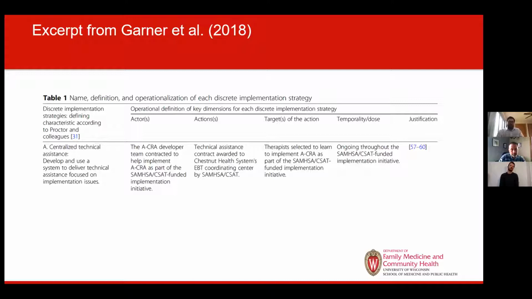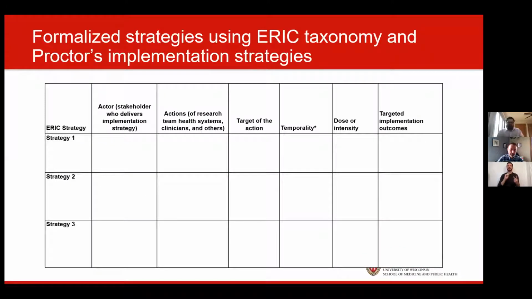So I pulled out a table from Brian's paper, which shows a cross-referencing of discrete strategies from the ERIC taxonomy in the columns, cross-listed with the implementation strategy specification guidance that was issued by Enola Proctor and Byron and others in 2013. So it basically goes back to that: for every discrete strategy that ERIC lays out, you can specify it in terms of actors, actions, targets, and so forth.